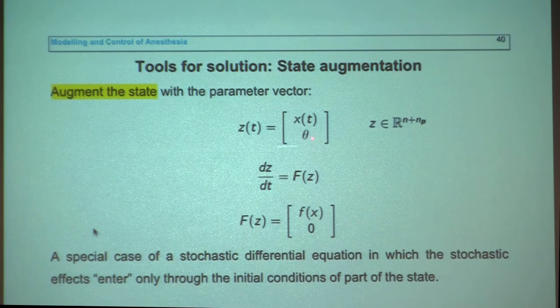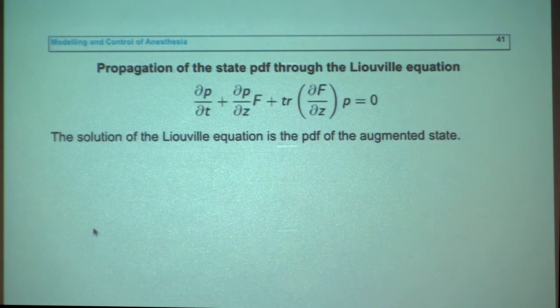So here I do the same thing. I put theta in the state, and so theta dot is equal to 0. That's a way of describing something which is constant. If I want this not to be constant, I could add some noise, for instance, to make a random walk or something. But I'm going to make it constant. And then I apply the Liouville equation. Now this looks different, because the one that I had before was for the scalar case, and this is for the multivariable case.